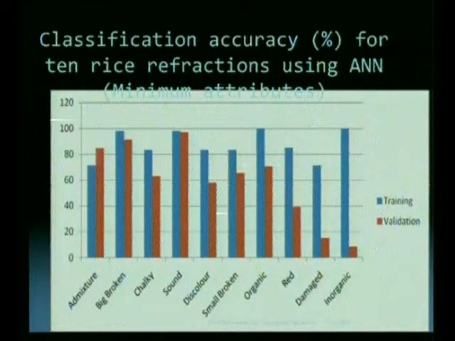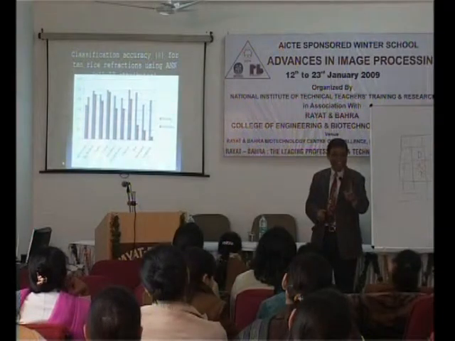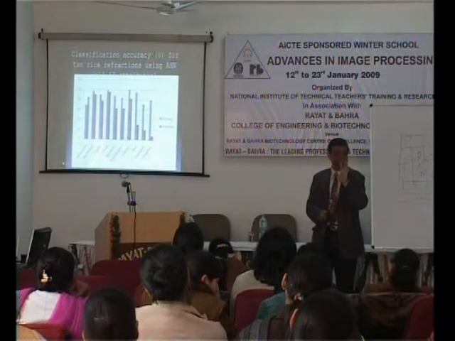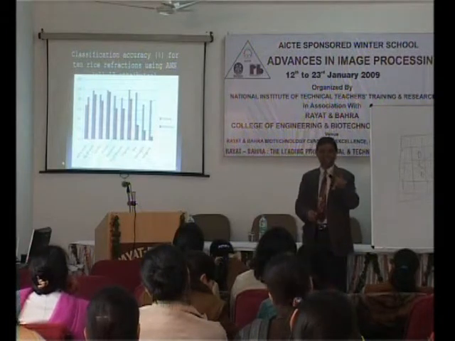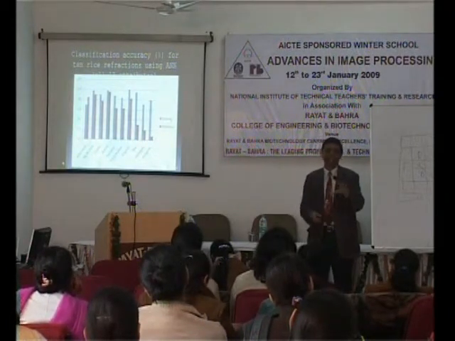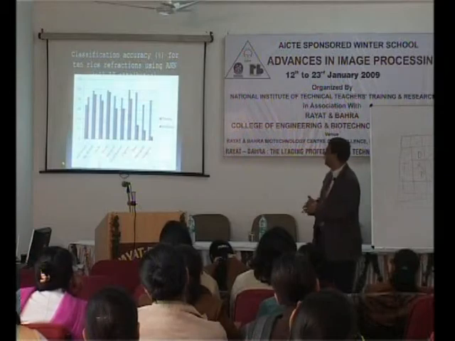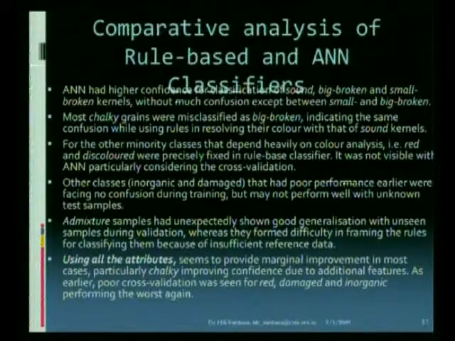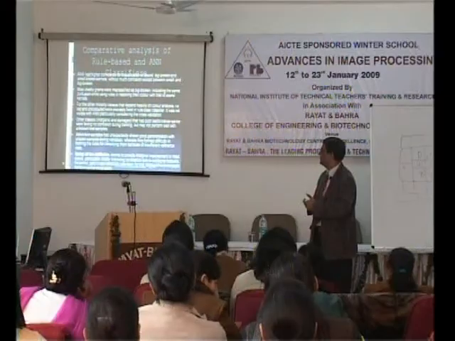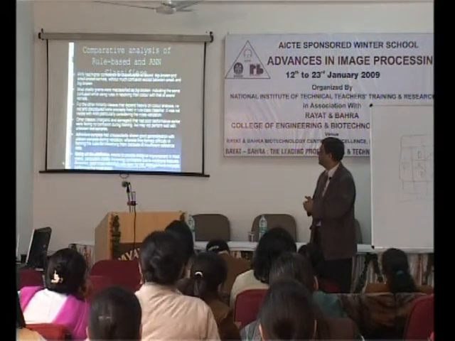We must require at least 5,000 grains of each of 10 varieties, that is 50,000 grains of training is required, I would say. Then only the system will perfectly work. Next. I think that's all about the comparison, and next we can have the conclusions of it.